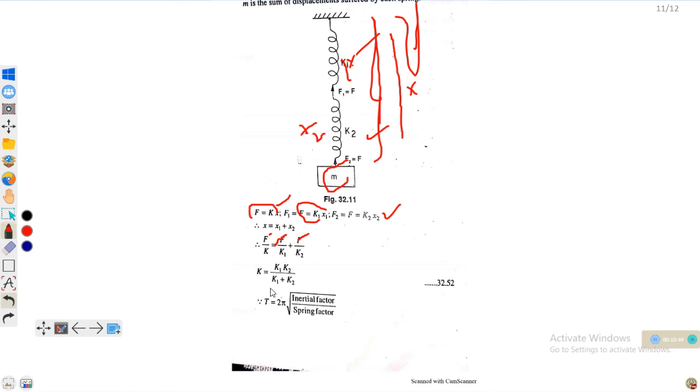If we take the LCM, then the effective spring constant for the series system will be equal to k1 k2 over k1 plus k2, the product of the k's over the sum of the k's. So 2 pi is equal to the square root of inertial factor over spring factor. So we can find the effective spring constant if we are given 3 springs or 4 springs. Similarly, we can modify our expression if we increase the springs 1 by 1.